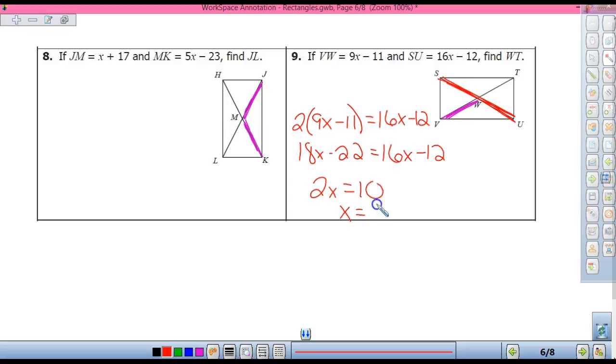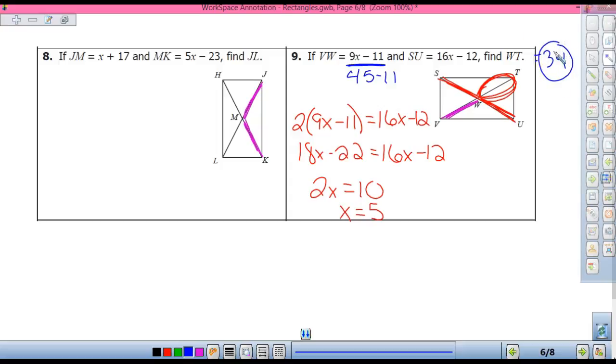x is 5. Now, it wants WT. So it wants this guy. So what would I plug 5 into? VW. Yeah, because it's going to be congruent to that. So 9 times 5 is 45 minus 11. So WT would be 34.